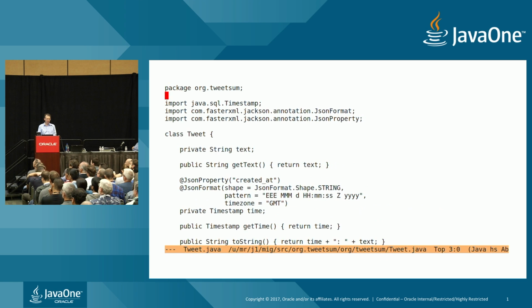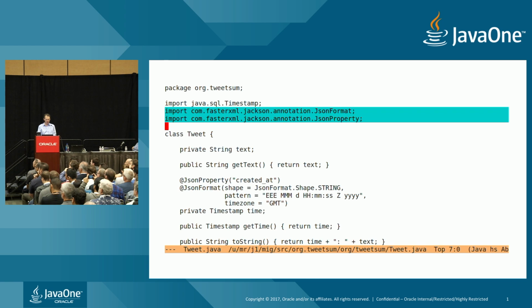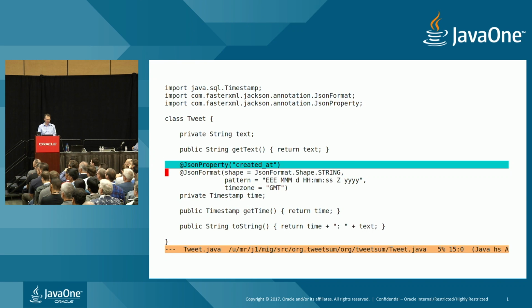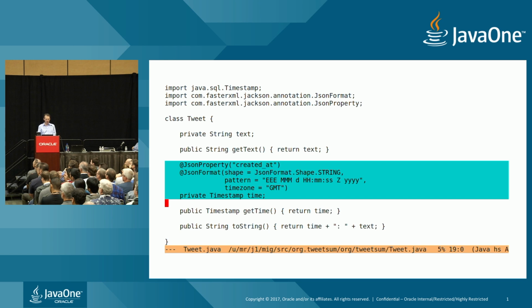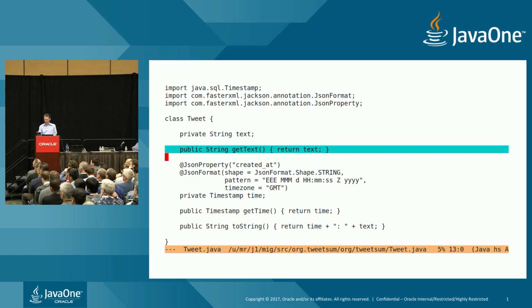It's a little POJO that represents a tweet. It's using a SQL timestamp to represent the time. Using more Jackson stuff, we've got two annotated properties, a timestamp property, and the text property, which is just the text. All right, so that's pretty simple.